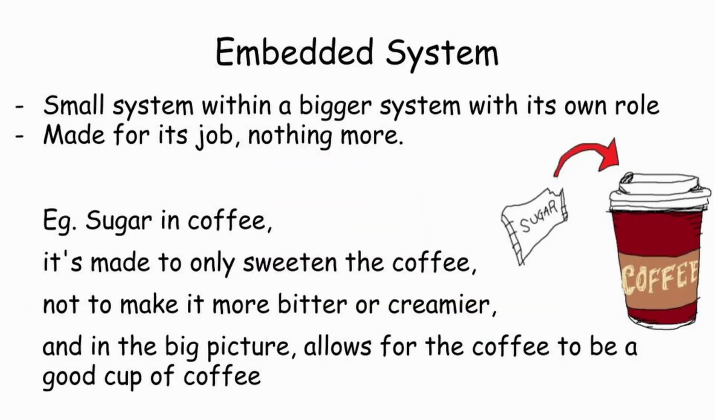Embedded system. An embedded system is basically a small system inside a bigger system, designed for one job and nothing more. Think of sugar and coffee. It sweetens coffee but can't make it any more creamier. It plays its role and nothing more.